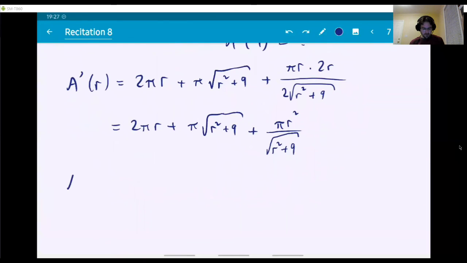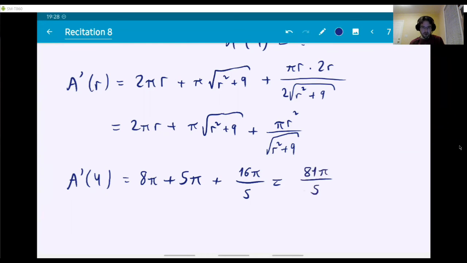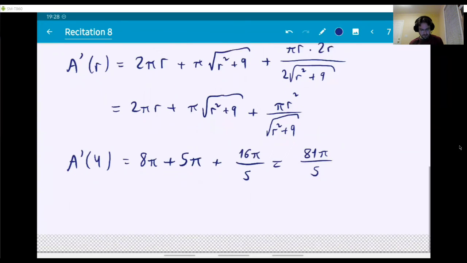Now we wanted A prime of 4. So plugging in r equals 4, this is 8 pi. Plus, when you have r equals 4 in the square root here, it becomes root of 25, so that's 5. So 5 pi and then 16 pi over 5. So what is that? 13 pi, which is 65 over 5, plus 16. That is 81 pi over 5. A prime of 4 is 81 pi over 5.